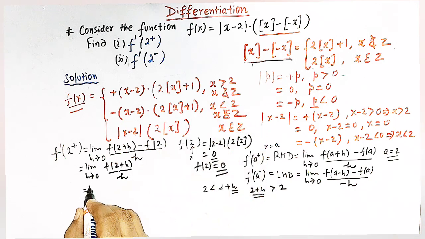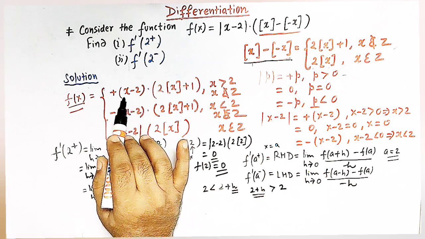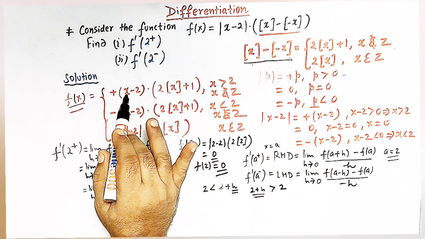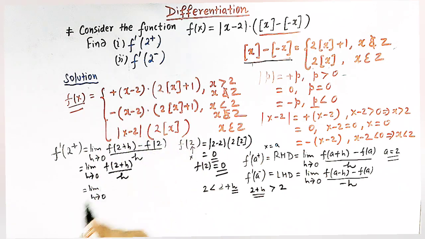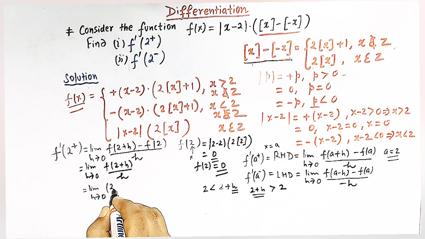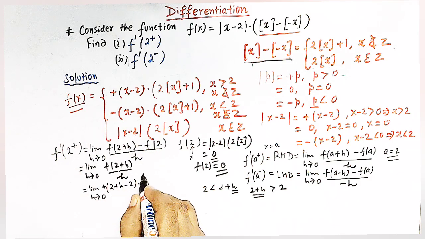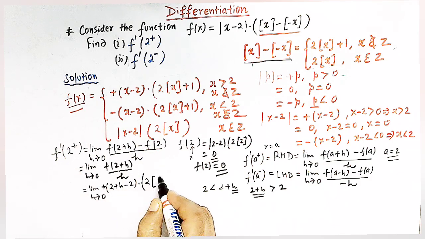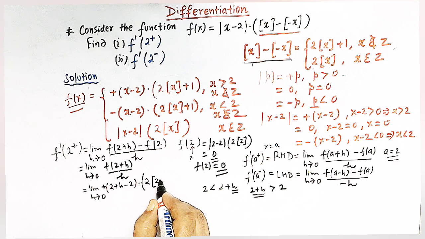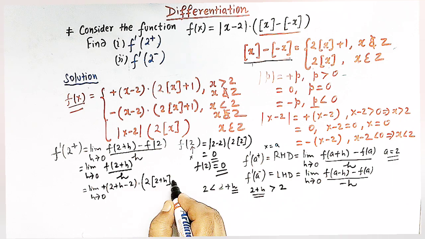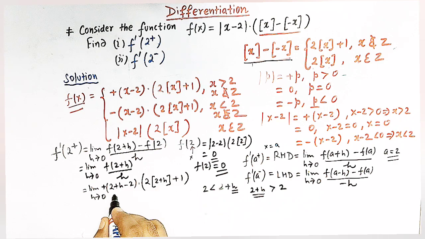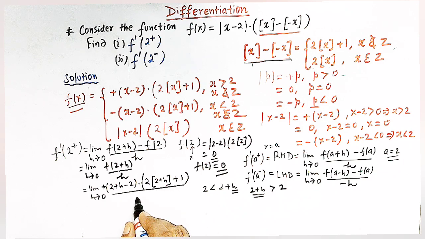right? So now we have limit h tends to 0, f of 2 plus h can be obtained by replacing x by 2 plus h. So here we have 2 plus h minus 2, here we have obviously the positive sign, and then we have 2 times the greatest integer of x, that is greatest integer of 2 plus h, and here we have plus 1, and in the denominator we have h, right?